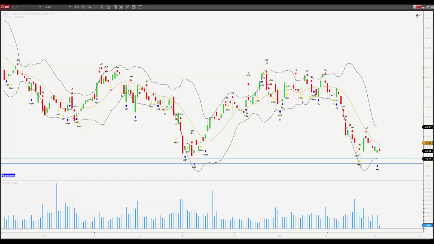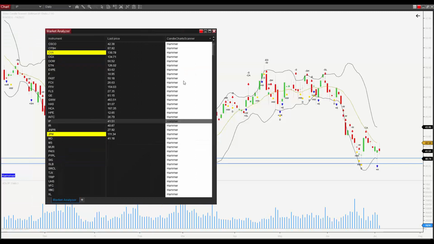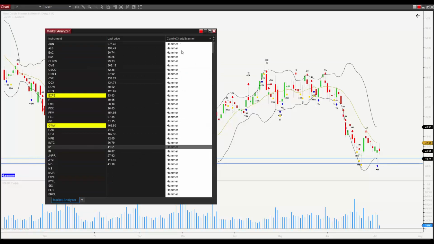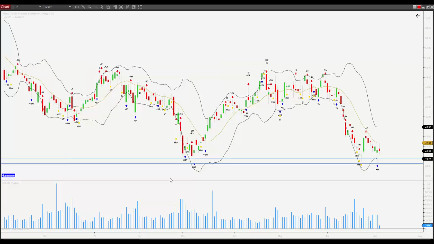As you saw on my market analyzer real quick, we had a lot of different hammers there, right? So why did I pick IP? First, we had a nice downtrend since we hit the highs back last month. We were up here in the $50 area, and now we're at the low $40 area, right? So we had a nice down move.